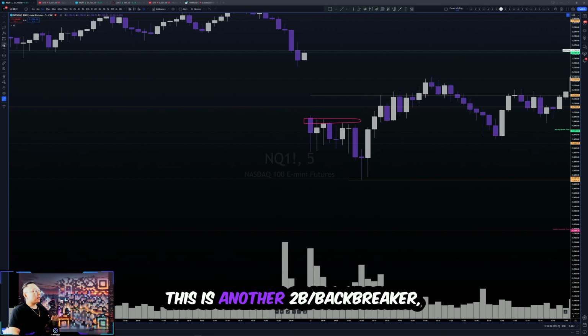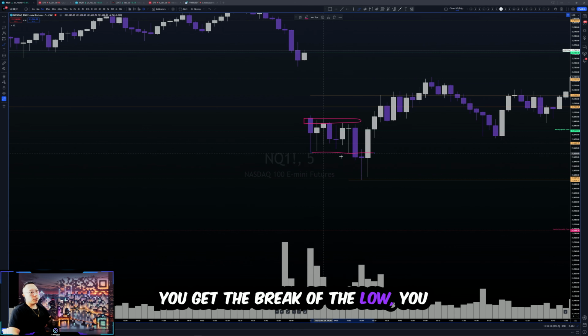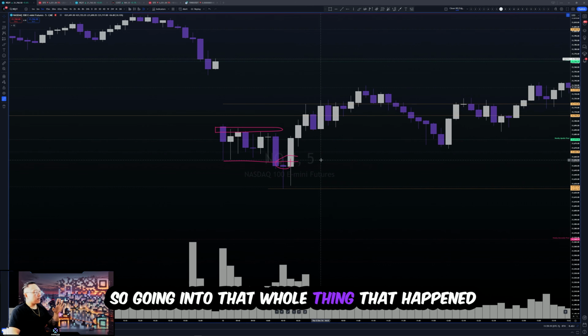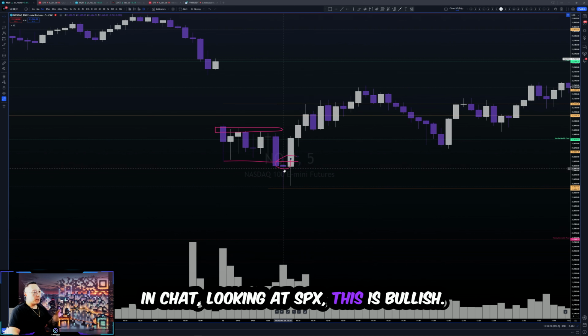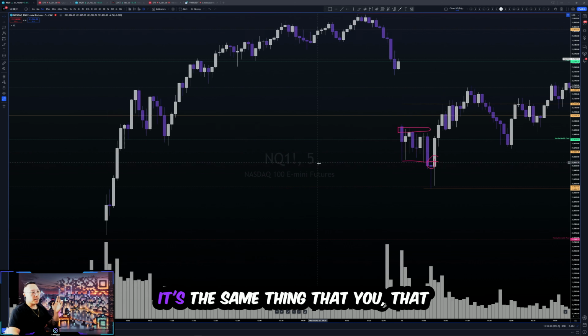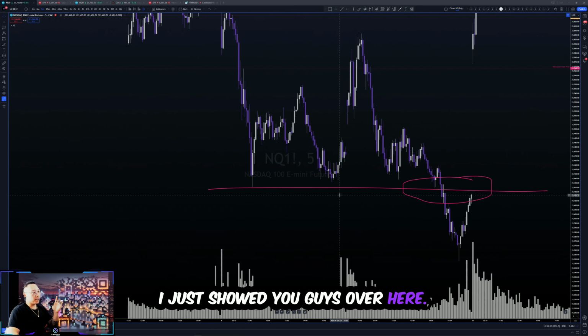And again, this is another 2B backbreaker. You get the break of the low, you get the sweep, you get the reclaim. This is bullish, guys. So going into that whole thing that happened in chat, looking at SPX, this is bullish. This is the same result, except this is a much stronger structure than whatever was mentioned. It's the same thing that I just showed you guys over here.